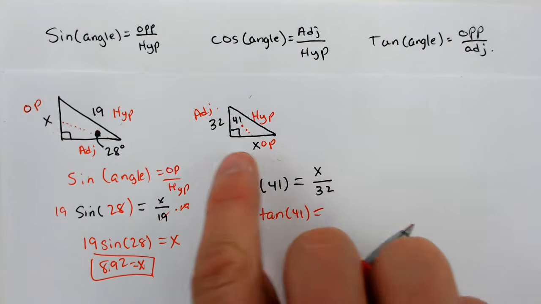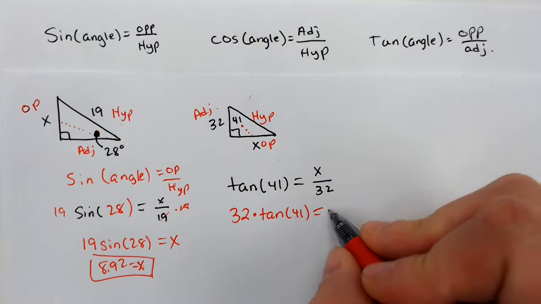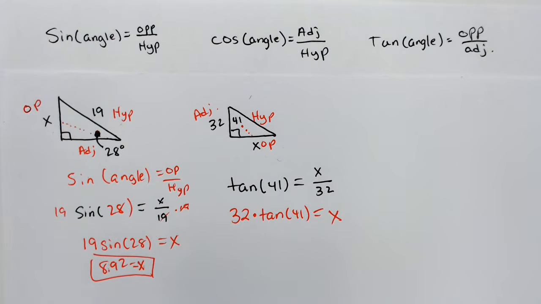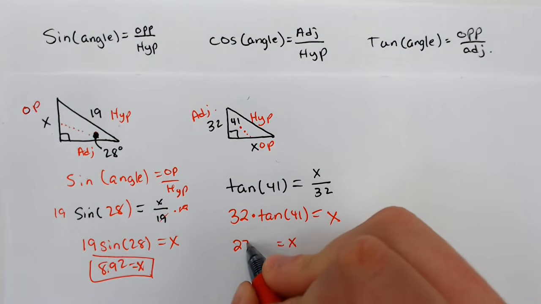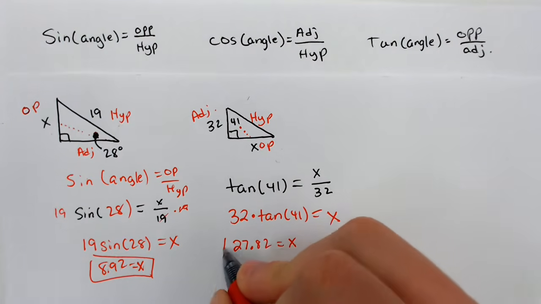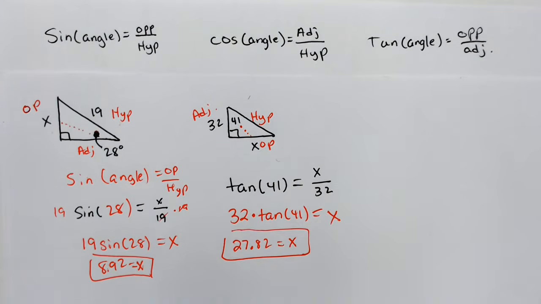You just had maybe different sides that were given to you. So I'm going to type in my calculator 32 times tan of the angle 41. And we get our answer from that. X is equal to 27.82. It's as easy as that, everybody.